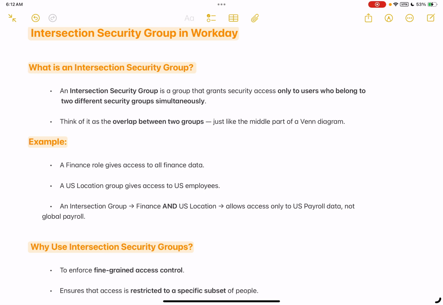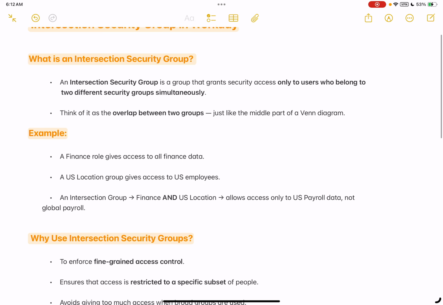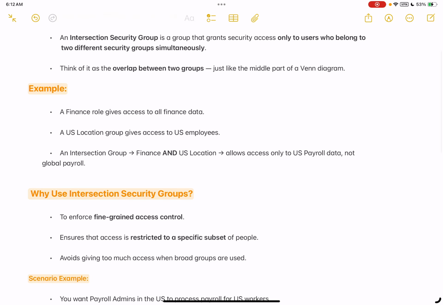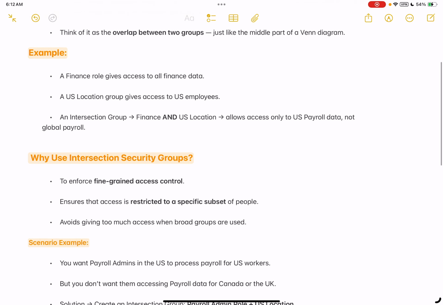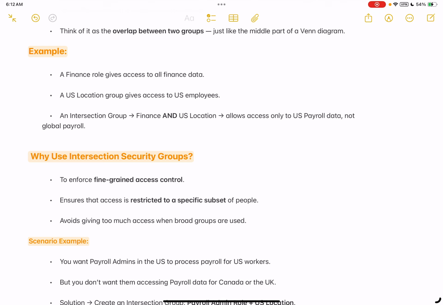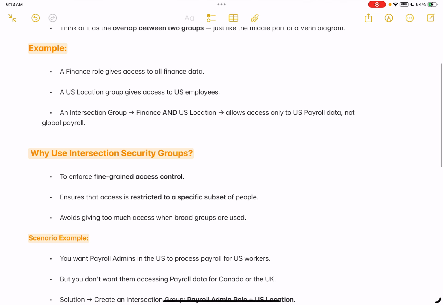Why do we use intersection security groups? To enforce fine-grained access control. It ensures that access is restricted to a specific subset of people, and avoids giving too much access when broad groups are used.